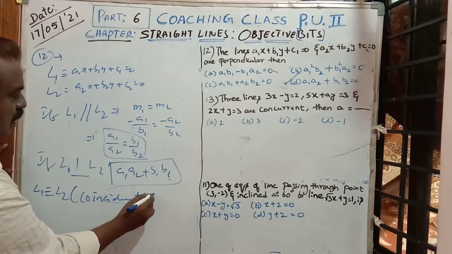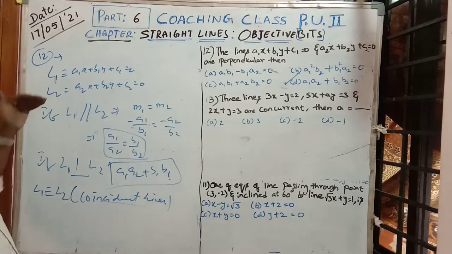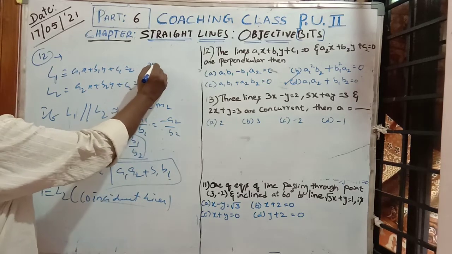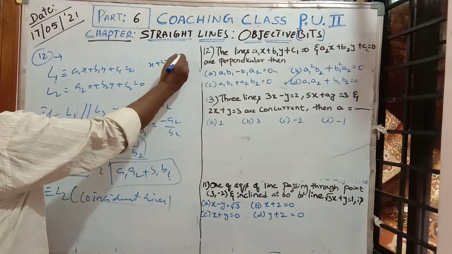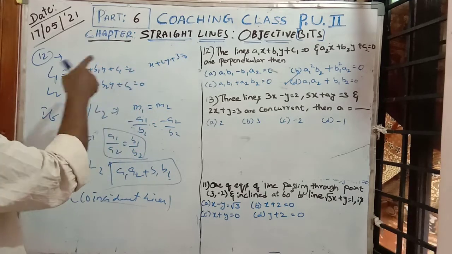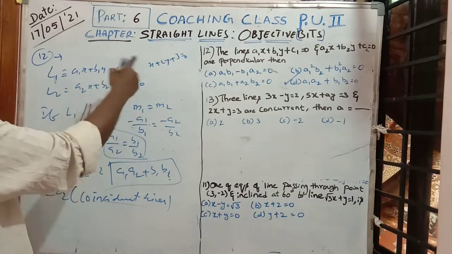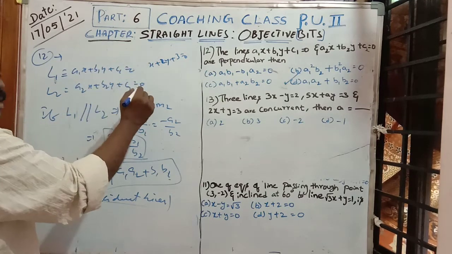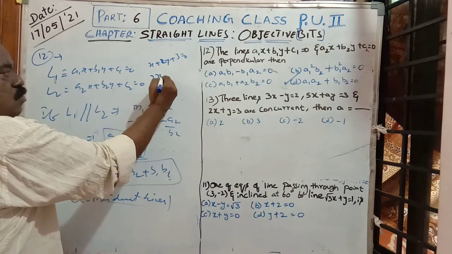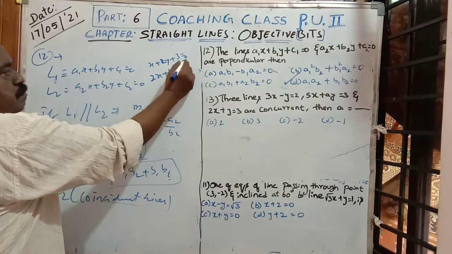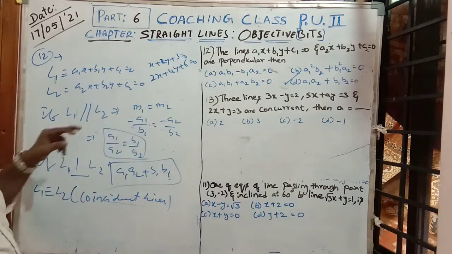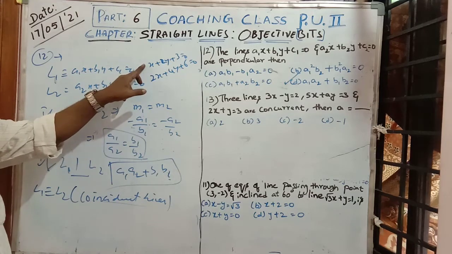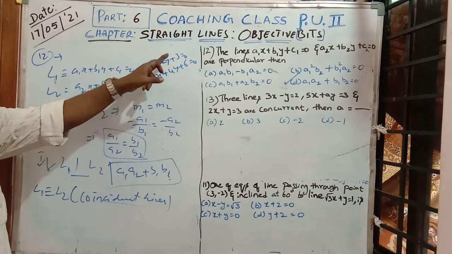Coincident lines. Suppose this is x plus 2y plus 3, so A1 is 1, B1 is 2 and C1 is 3. Here, coincident lines means 2x plus 4y plus 6 is equal to 0. Don't get confused, I am simply multiplying by 2: 2x, 2 into 2 is 4y, plus 6.